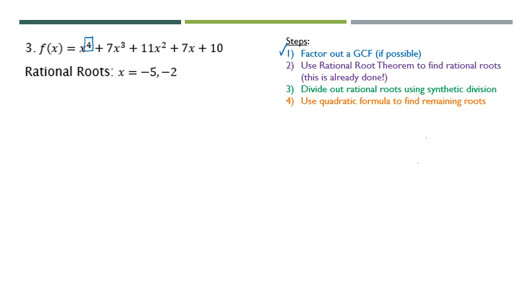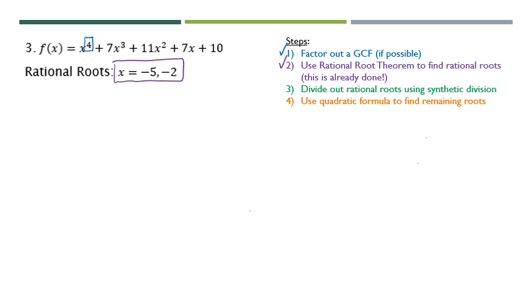Step 2 is also done for us. So this would be the process where you figure out your possible rational roots, evaluate them in your calculator, and decide whether or not you were given a 0 as your y value. So I have 2 of them, negative 5 and negative 2. So we can move on to step 3.